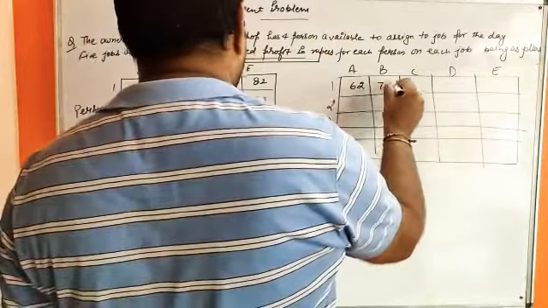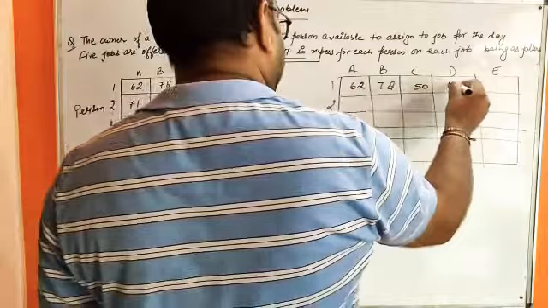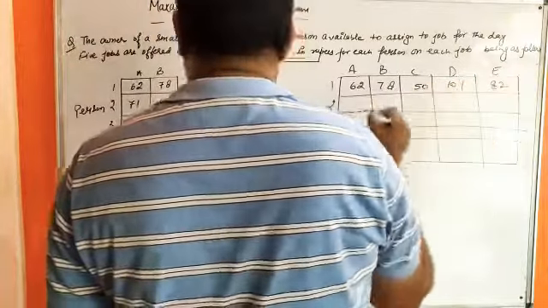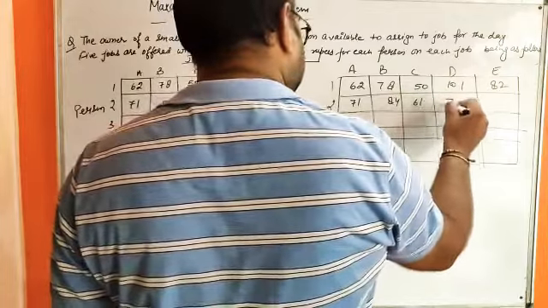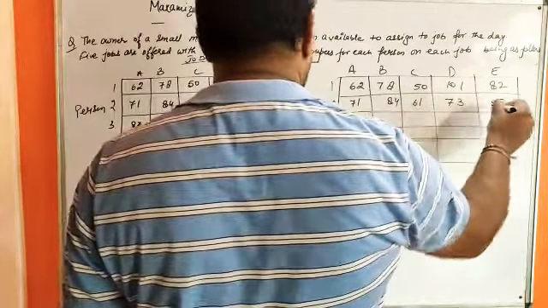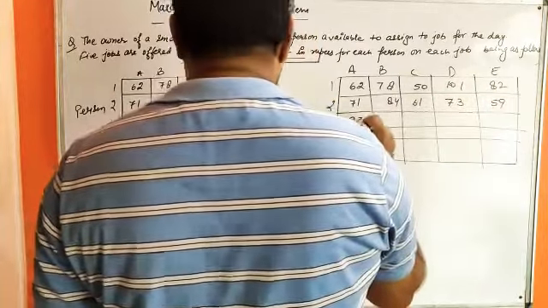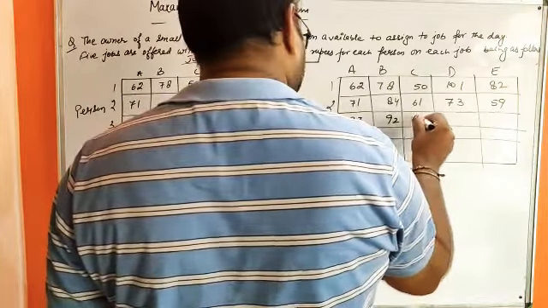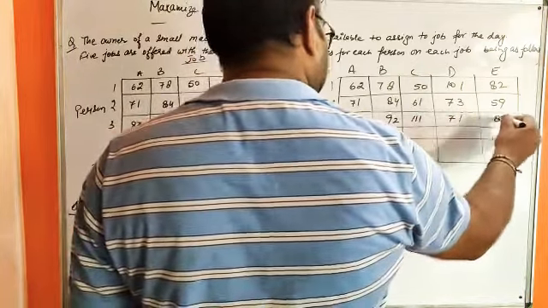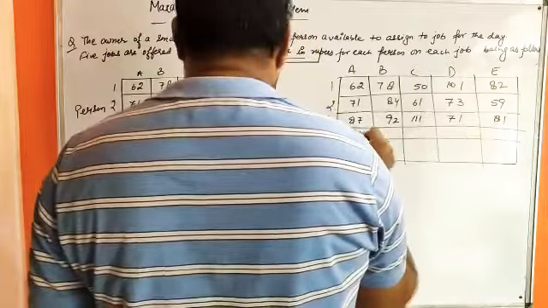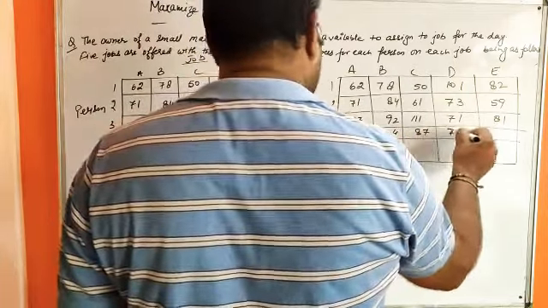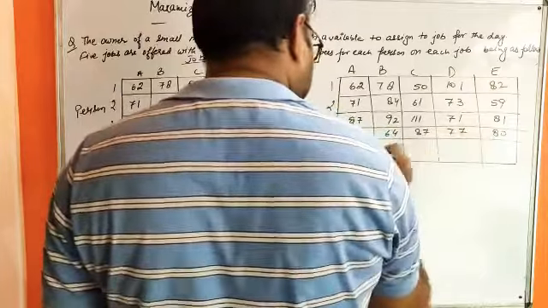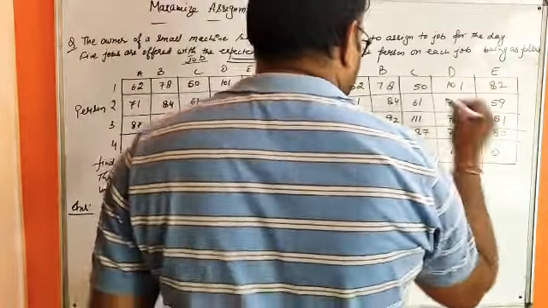62, 78, 50, 101, 82, 71, 84, 61, 73, 59, 87, 92, 111, 71, 81, 48, 64, 87, 77, 80, and this is the dummy row with 0 elements.